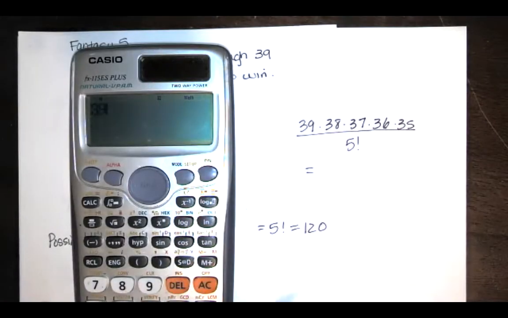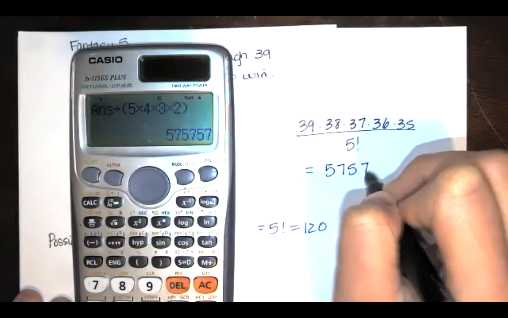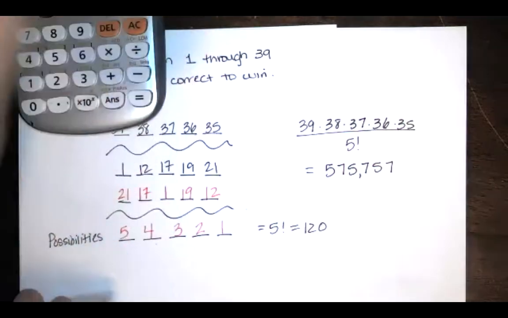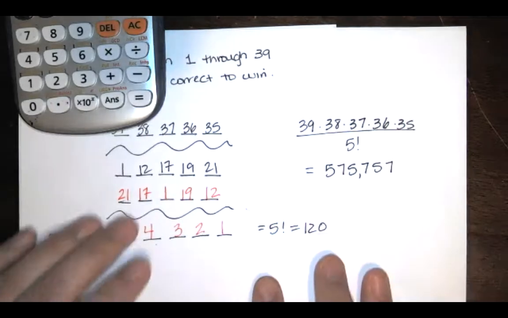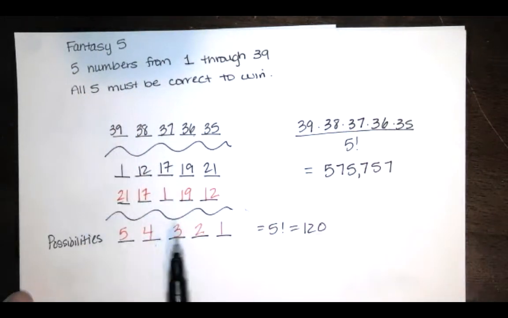We get 39 times 38 times 37 times 36 times 35. And dividing by 5 factorial, that's 5 times 4 times 3 times 2 times 1, which gives us this 575,757. It's kind of a fun number. That's how many possibilities or how many possible lottery tickets are actually out there.